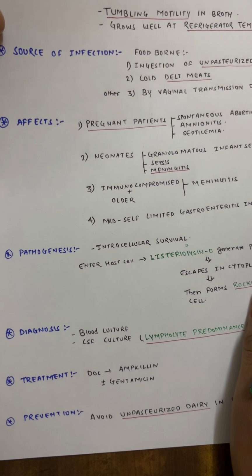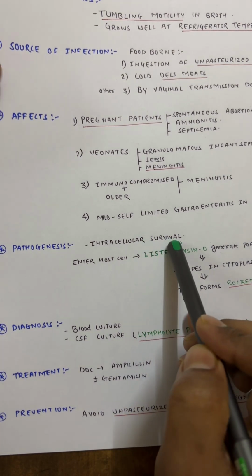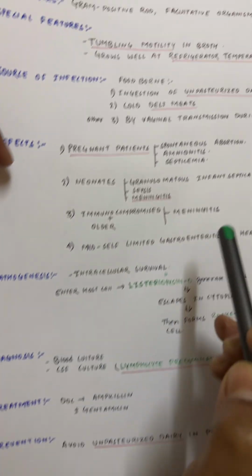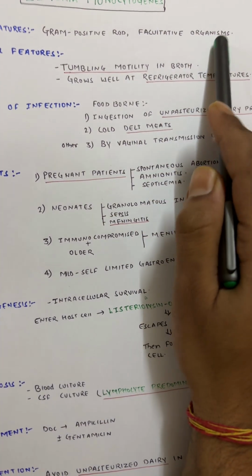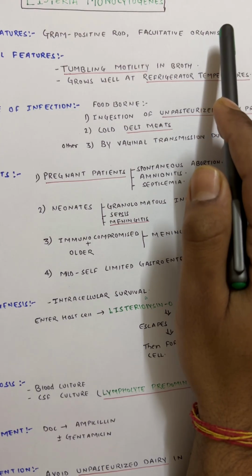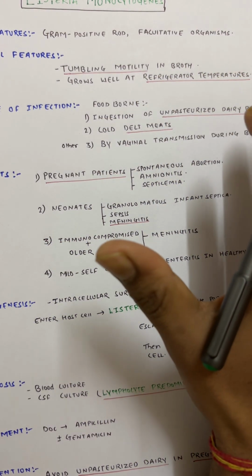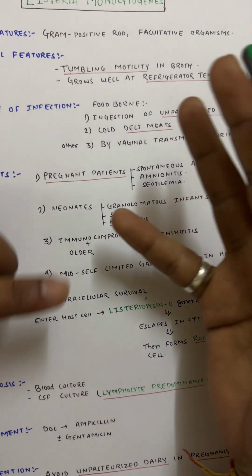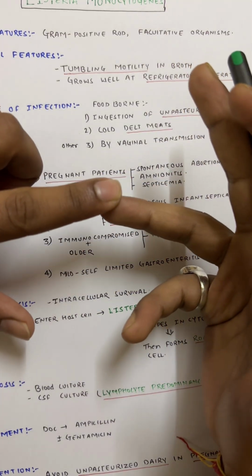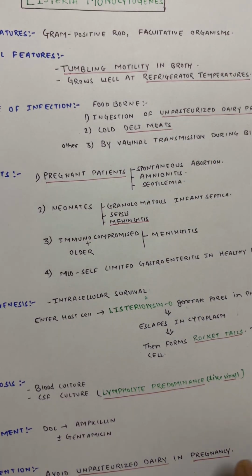Now, talking about the pathogenesis. We all know it has intracellular survival, and we also call it a facultative organism, meaning it can live in different conditions. Simply defined, a facultative bacterium is one that can grow well in both aerobic and anaerobic conditions. So it can live in different conditions, and that's why it's called a facultative organism.